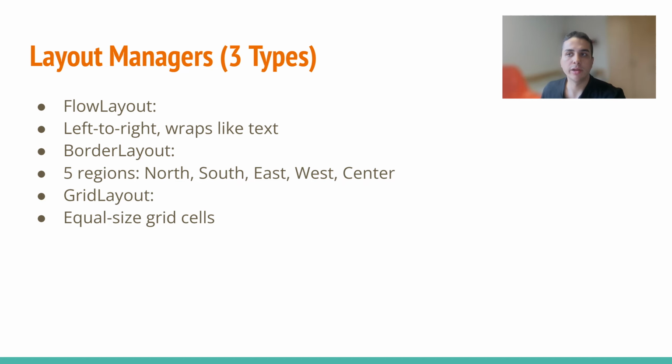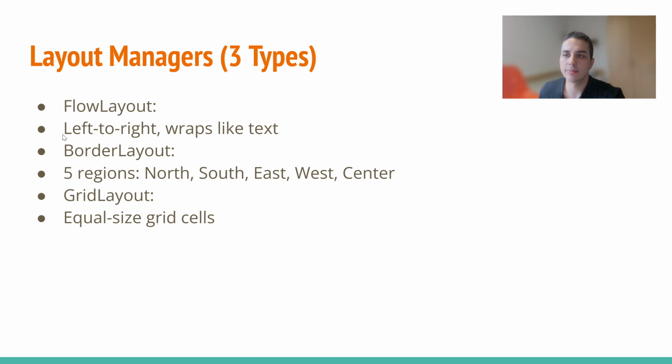Three basic layout managers to know: FlowLayout, BorderLayout, and GridLayout. FlowLayout places components in a row, left to right, and wraps to the next line if horizontal space runs out. It's a simple layout. Components appear in the order they were added, like words on a page. It is often used for small toolbars, groups of buttons, and it's also the default for JPanel.